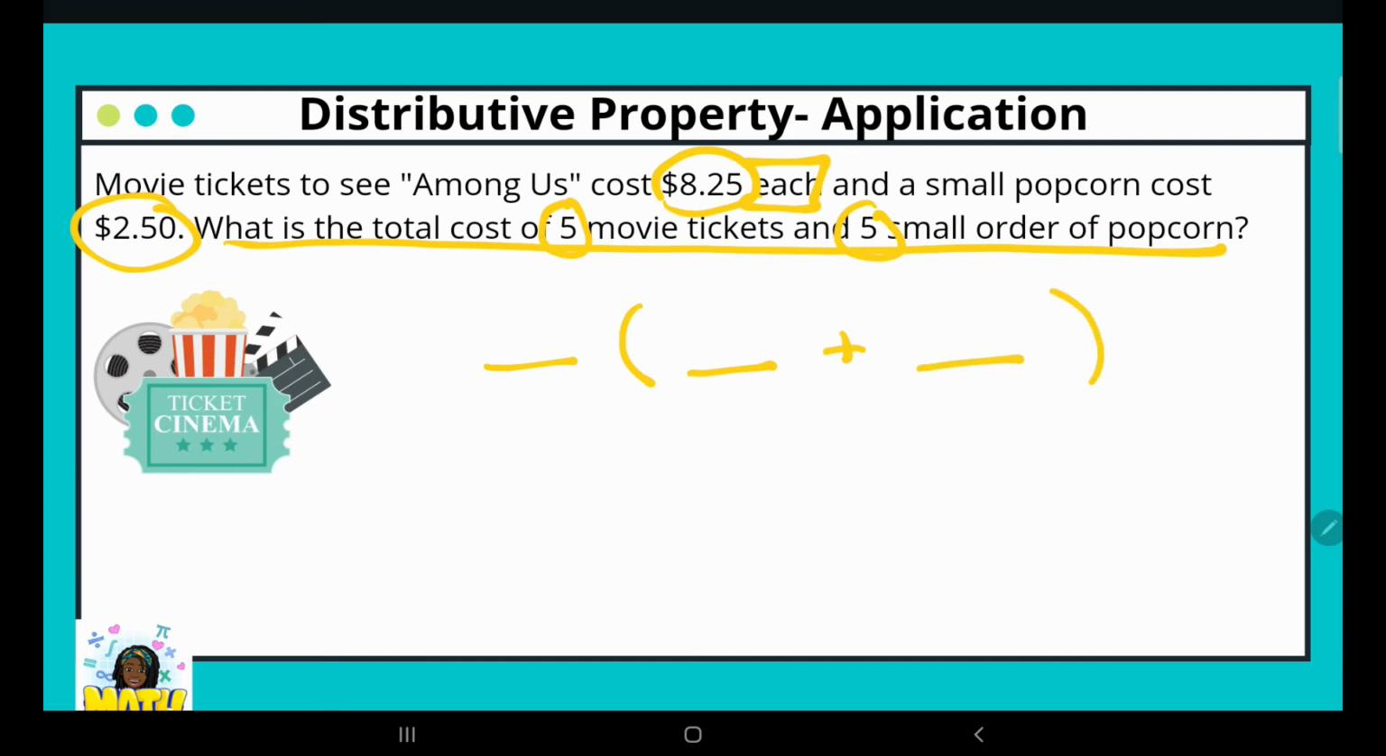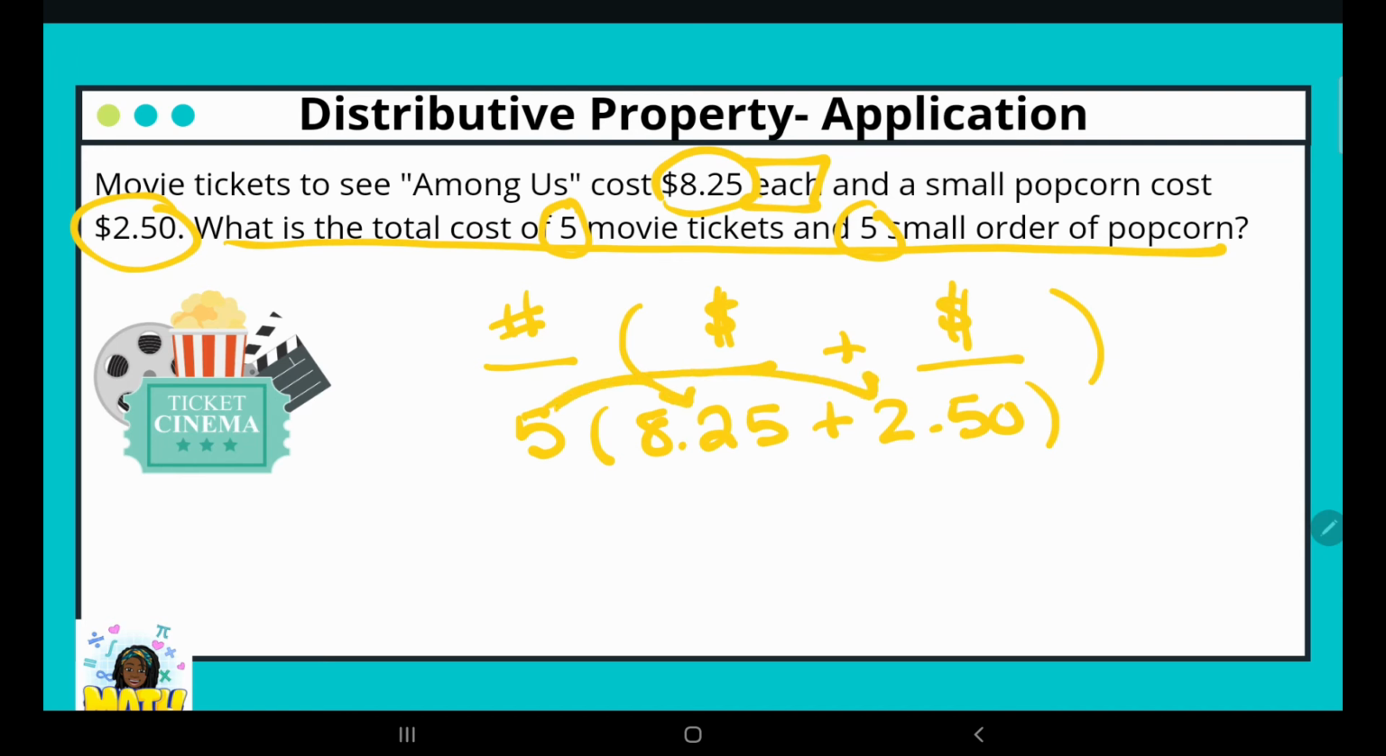Now, on the inside, I have 2 monetary amounts that are different values. So that's going to go in here. And the number that's the same, which represents the amount of movie tickets and the amount of popcorn, will go on the outside. So when I plug this in, I have 5 times 8.25 plus 2.50. Here we're working with some decimals, so let's go ahead and actually multiply.